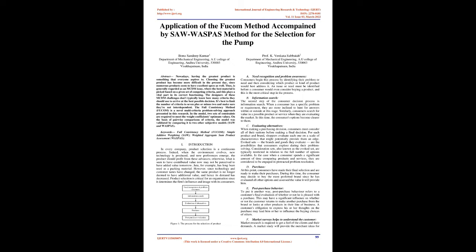Information search. The second step of the consumer decision process is information search. When a consumer has a specific problem or requirement, they are more inclined to hunt for answers within or outside at this stage. Similarly, consumers search for value in a possible product or service when they are evaluating the market. In this time, the consumer's options become clearer to them.